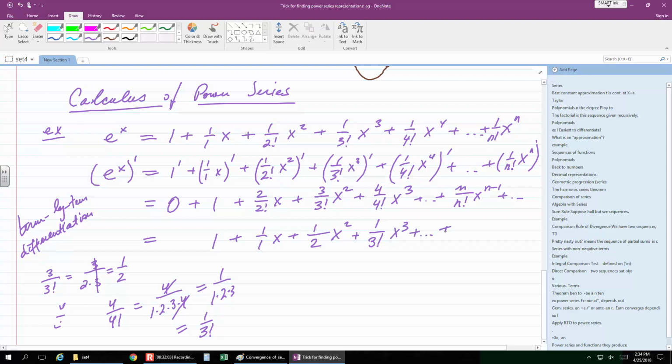So the last one is especially clear. It will be n over n factorial, so it will be 1 times 2 times 3 up to n minus 1 times n. We cancel n, and we are left with, once again, 1 over n minus 1 factorial right here.